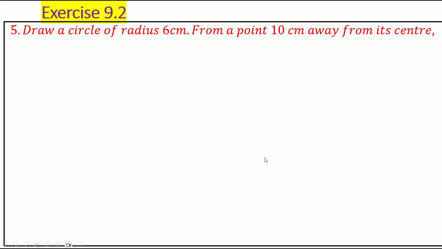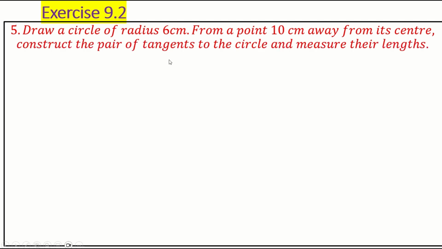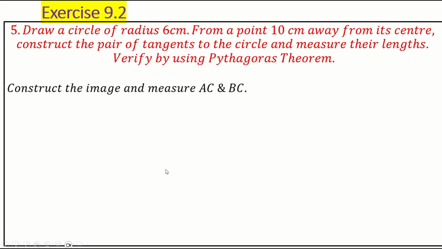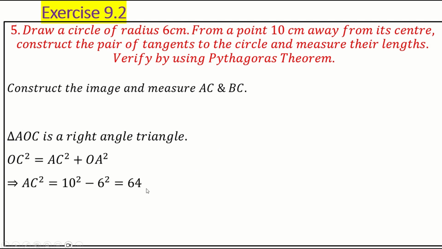Next. Draw a circle of radius 6 centimeters from a point 10 centimeters away from its center. Construct a pair of tangents to the circle and measure their lengths. Verify using Pythagoras theorem. This is a construction problem. I think you can do it yourself very easily. How do you verify it? It will form a right angle triangle. So you measure the length of AC, which will come to 8 centimeters.